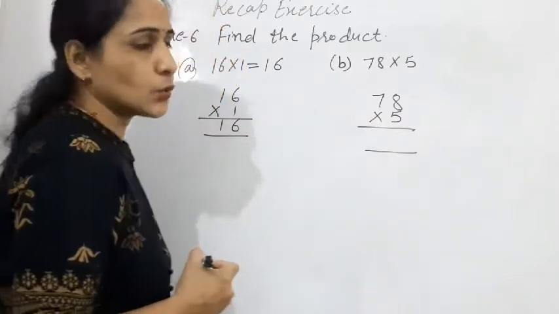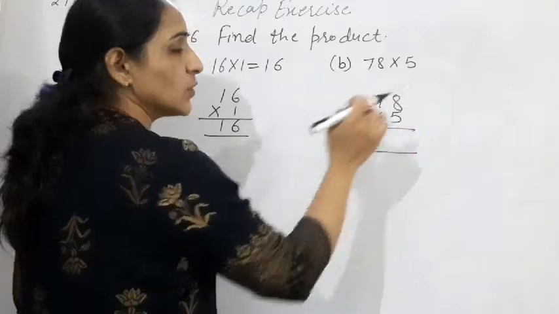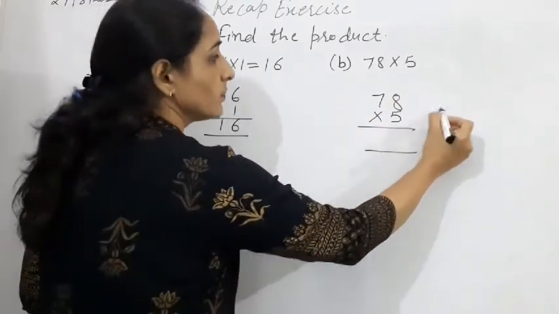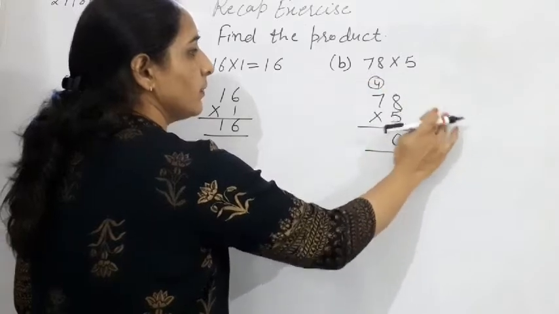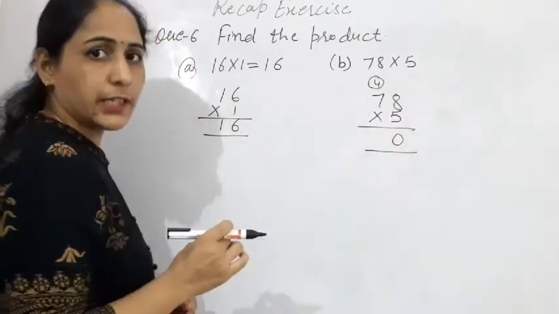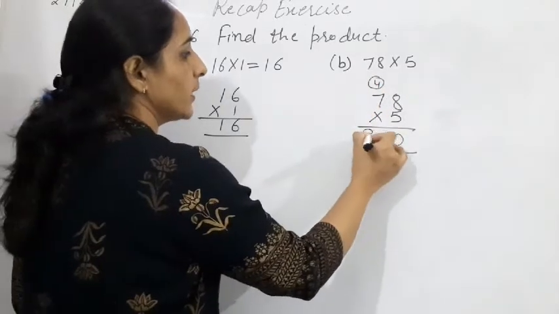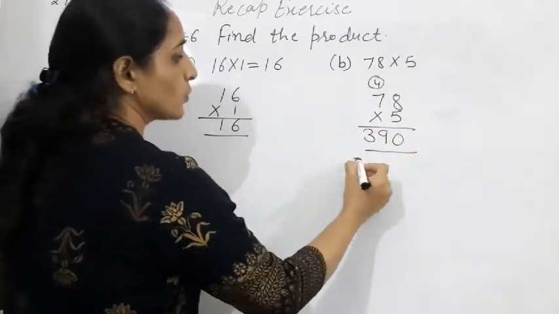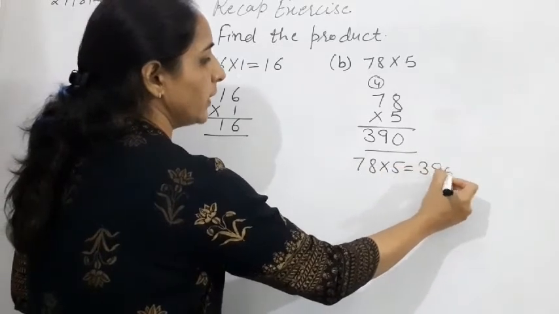Now part number B, 78 multiply by 5. Clear? So we multiply here. 5 8 ja 40. Clear? So we write 0 here, 4 as carry here. 5 7 ja 35. 35 plus 4, it's 39. Clear? So 78 multiplied by 5 equal to 390.